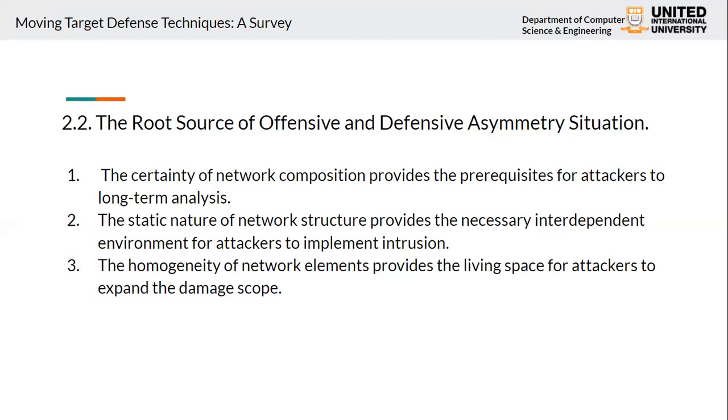Number two. The static nature of network structure provides the necessary intervening environment for attackers to implement intrusion. So what does it propose?